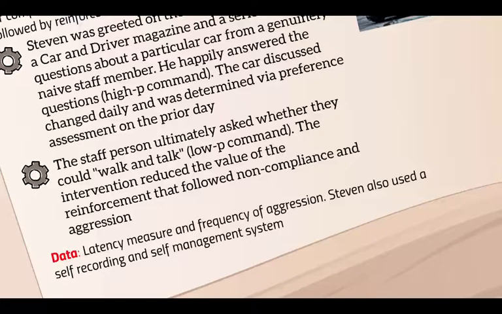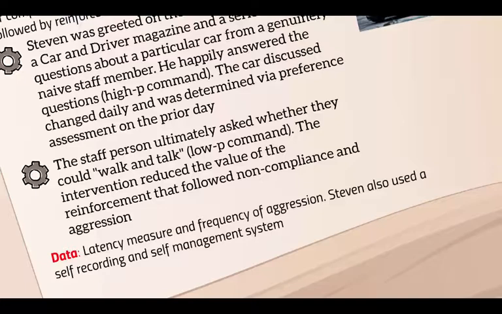This staff person was coming and immediately engaged, immediately began talking about things. Talking about what? Well, things that he really liked talking about. High-performance cars, Maseratis, Lamborghinis, and Ferraris. He really liked that. Getting all sorts of attention as a result of doing that. So that intervention reduced the value of what he would get for being non-compliant and for being aggressive. He was getting what he needed, what he wanted out of the interaction with the genuinely naive staff person asking all these questions. He was getting all the attention that he wanted.